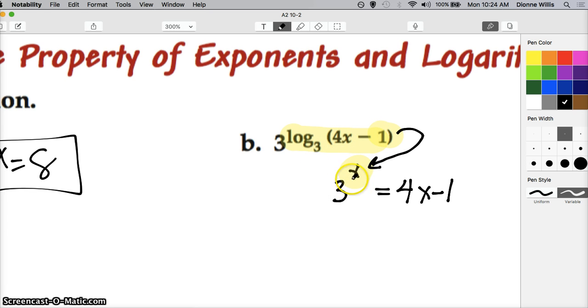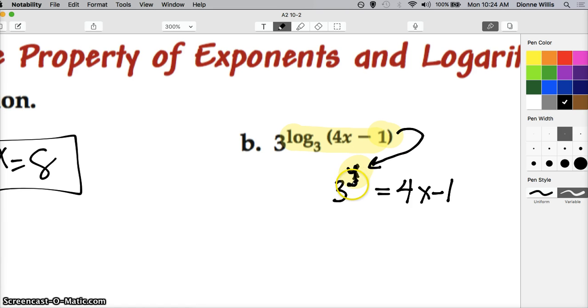So this is saying, I want to know what the x is when, oh, I shouldn't use x, I should use some other variable because it can't be the same x. My bad, chavalitos. Let's say y. I want to know what y is such that when I raise 3 to the y power, I get 4x minus 1. I want to know what that is.